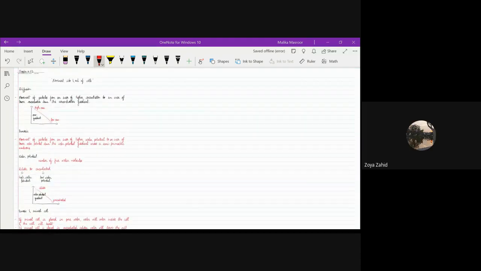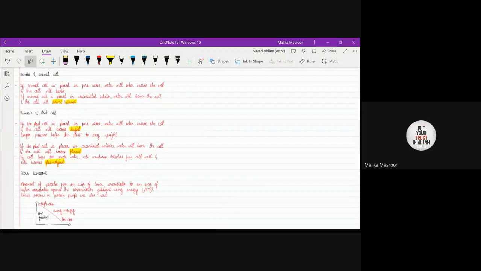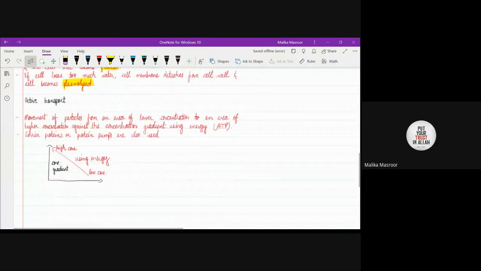Yes, miss, can you zoom in on the active transport? Yes, sorry, active transport. Can you zoom in a bit? Zoom in. Okay, okay.